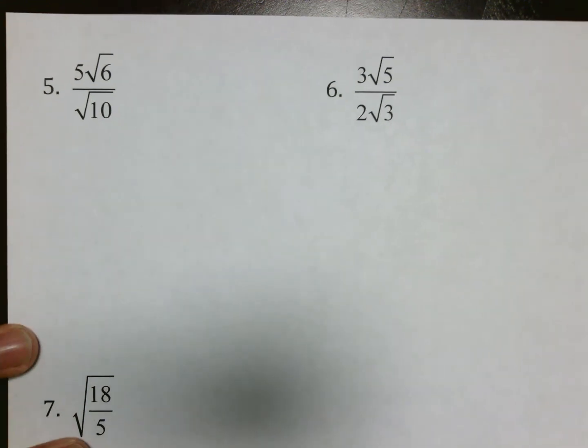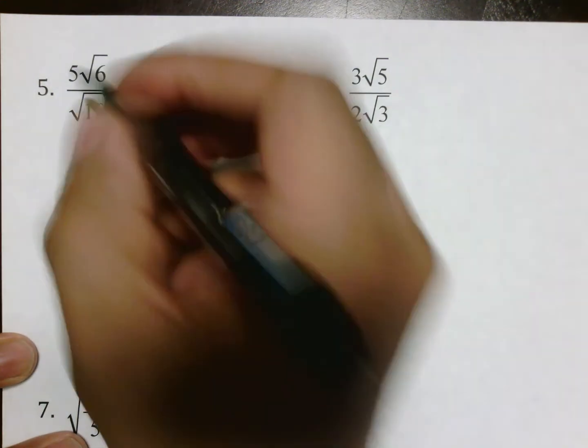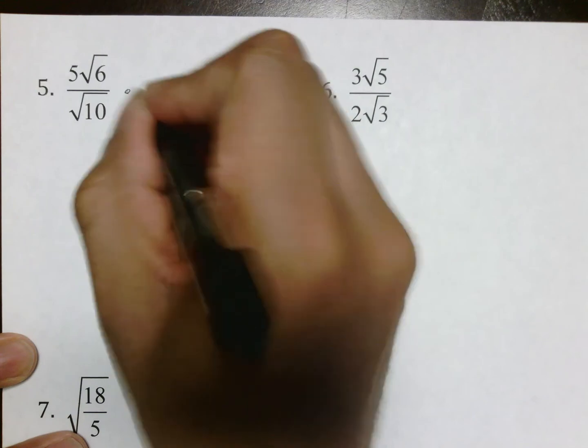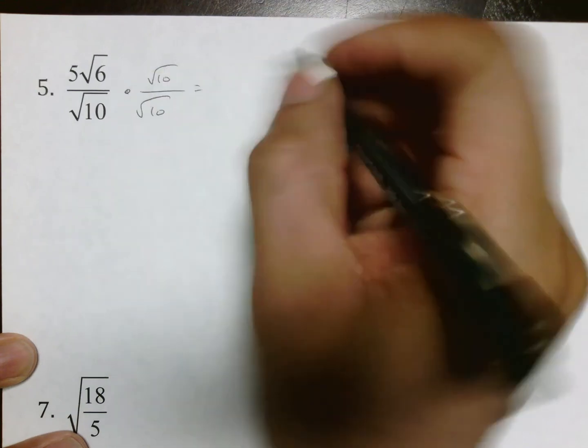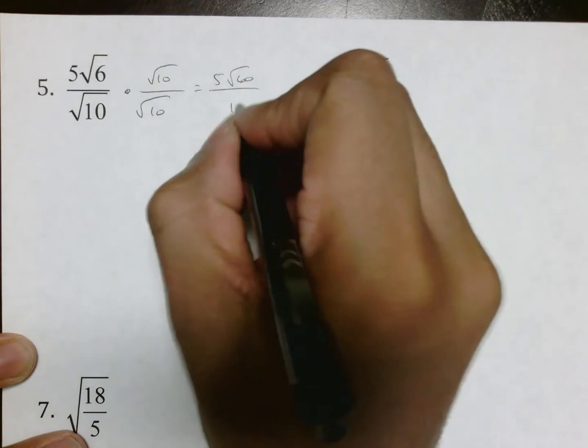5 root 6 over 10. In this case, again, we don't care about the root up here. We don't want to get rid of the radical on the bottom. So we multiply by root 10 on the top and bottom, which gives us 5 root 60. Again, a root times itself just comes out.